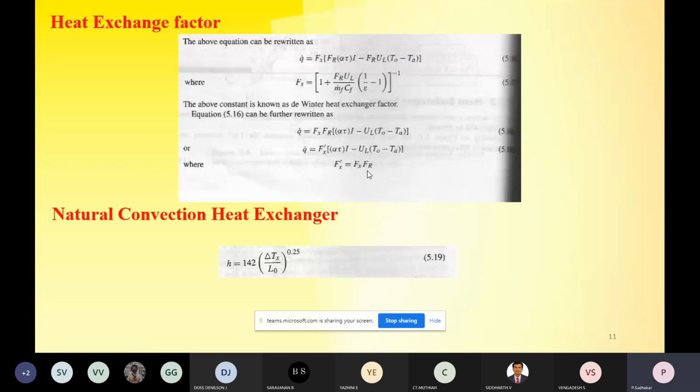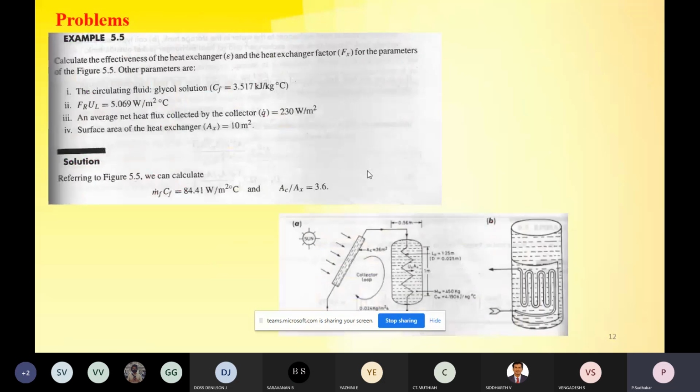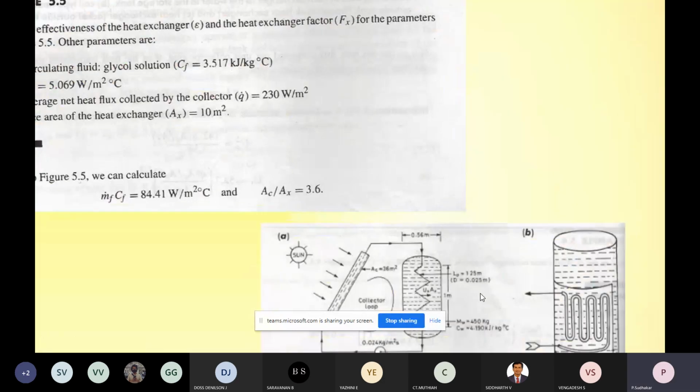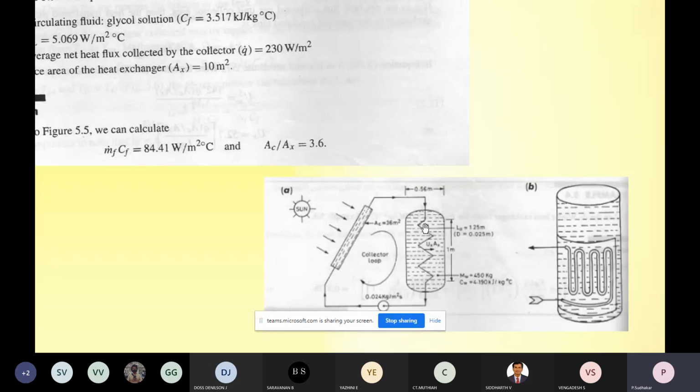So this is the derivation for the heat exchanger factor. When you go through the equations, we can find the derivations easily. So next is the natural convection heat exchanger. The natural convection heat exchanger is what you see in this bottom diagram. I'll zoom it up. So when you see this diagram, we see the natural convection heat exchanger.